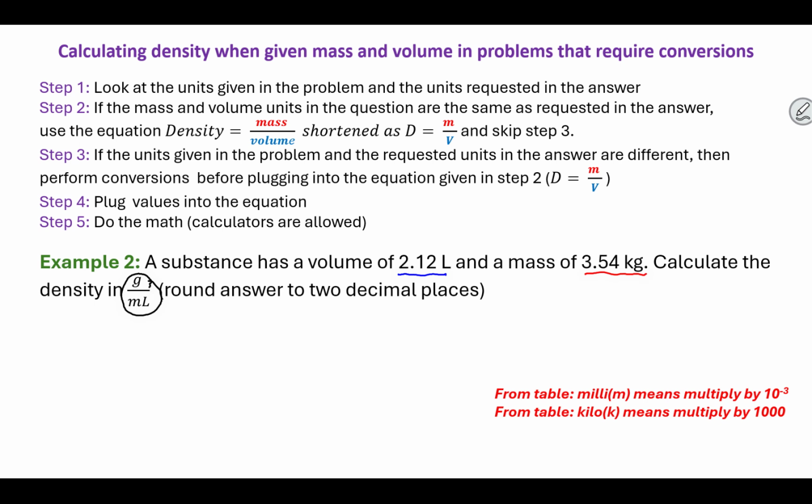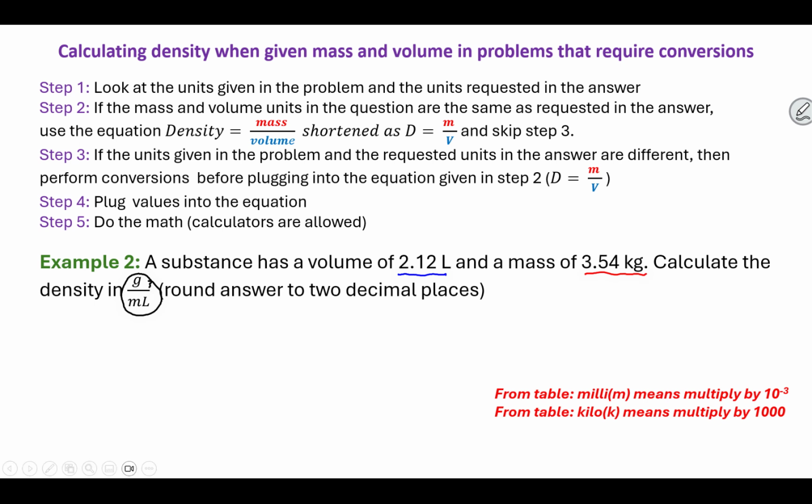Well, what we're going to do first, before plugging in numbers and calculating density, is convert the volume into the needed volume unit, which is going from liters to milliliters. Then we're going to convert our kilograms into the needed unit, which is grams. So we're going to do 2 conversions, and then we're going to take the results of those conversions and plug them into our density formula.